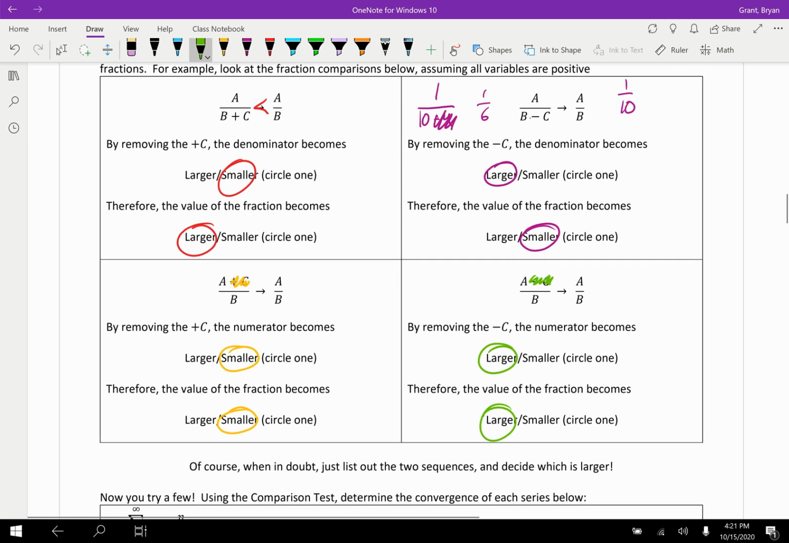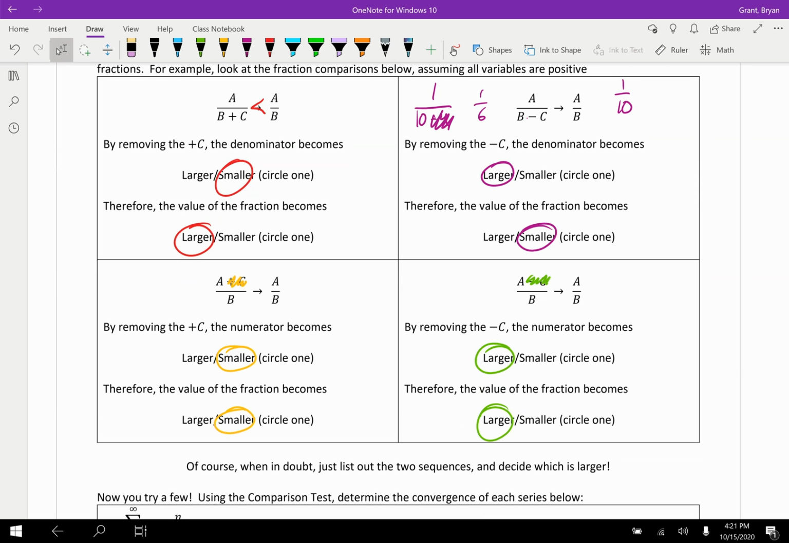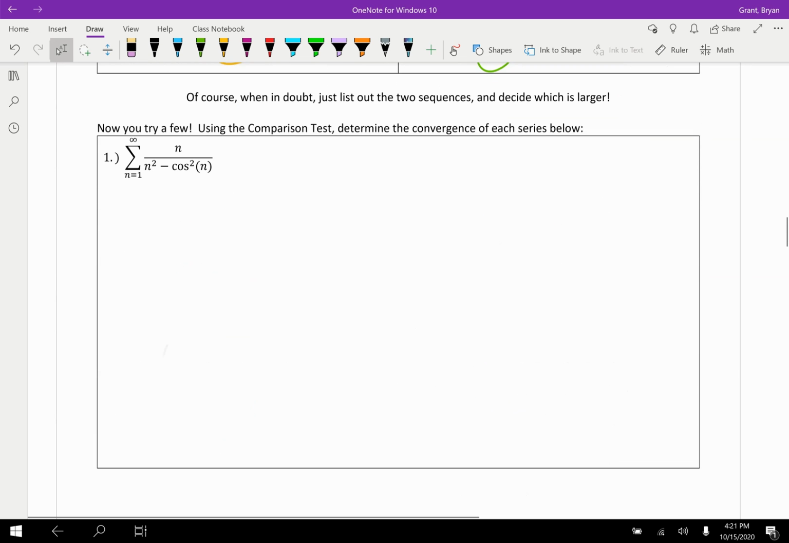Now, if you don't want to remember this, you can just list out the two sequences and compare them. Usually. However, what if you get something like this?